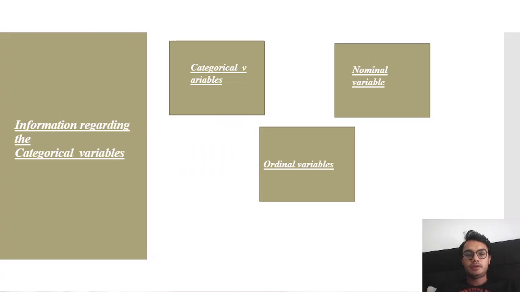On the second slide, we show information regarding the categorical variable: categorical variable, nominal variable, and ordinal variable. These are three kinds of variable. Nominal variables show labels or categories and names without any natural order. Ordinal variables are in an order and show a relationship between the categorical statistics. Let's move to another slide.